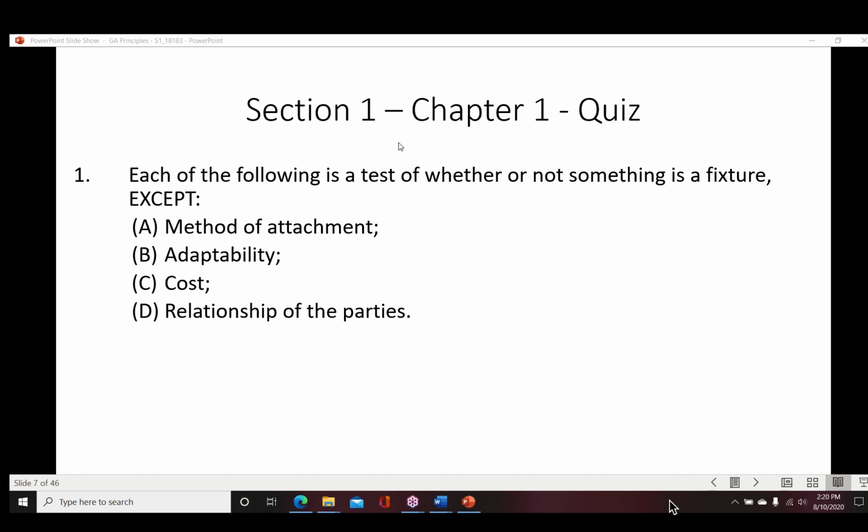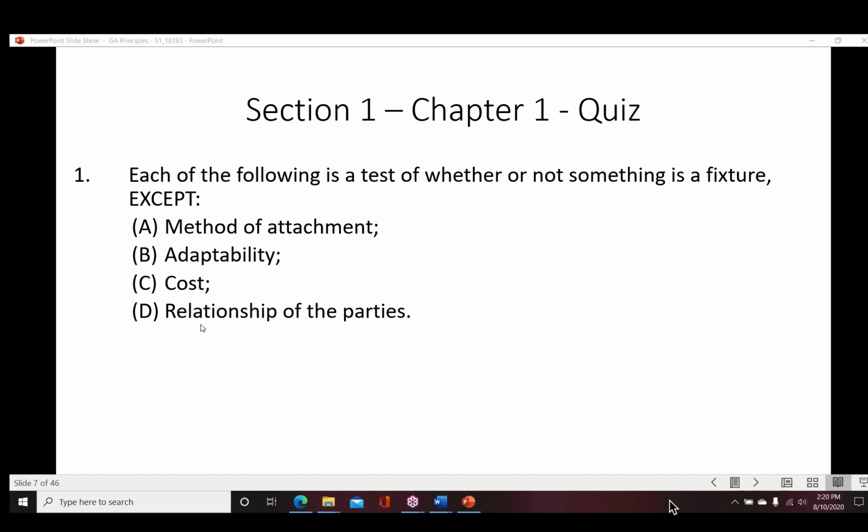Okay? So number 1 says, each of the following is a test of whether or not something is a fixture, except. And the correct answer is answer C. Cost. Right? What you pay for something has nothing to do with whether or not it's a fixture. And notice the big thing that's missing is one of the answers is a written agreement.